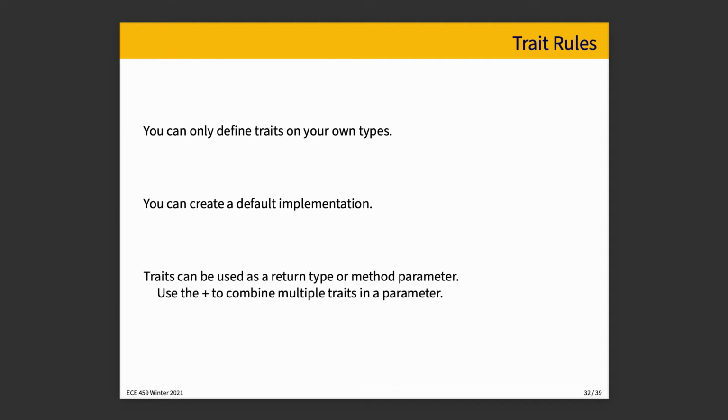The second thing is you can create a default implementation for a trait. When you are defining the trait, you can say, look, unless you override it, here is how final grade is calculated, and that is fine. And also, traits can be used as a return type or a method parameter, so you can say this function returns something that implements the FinalGrade trait. Could be whatever it is, doesn't matter.